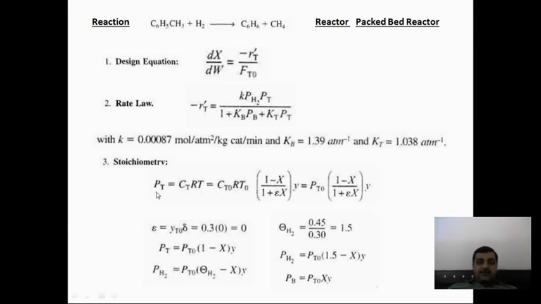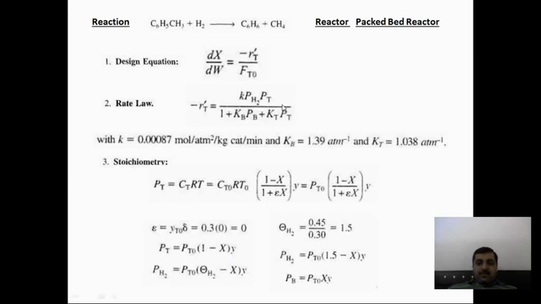So your partial pressure of toluene becomes C_T R T. Because it's a gas phase reaction, but again 2 moles are giving 2 moles, your epsilon goes to 0. So this part goes to 0, and what you get is P_T as P_T0 (1 minus X). Now because we are going to use a packed bed reactor, we have an additional parameter here, which is y, which we are going to discuss ahead.